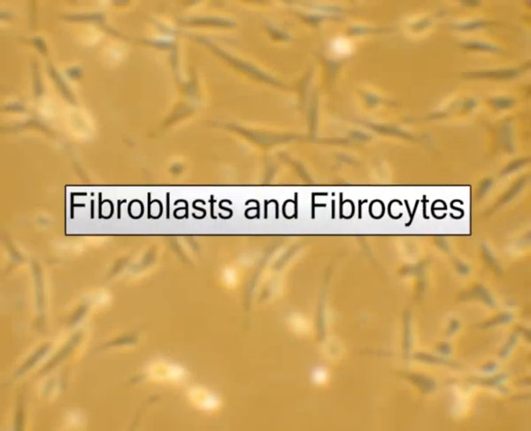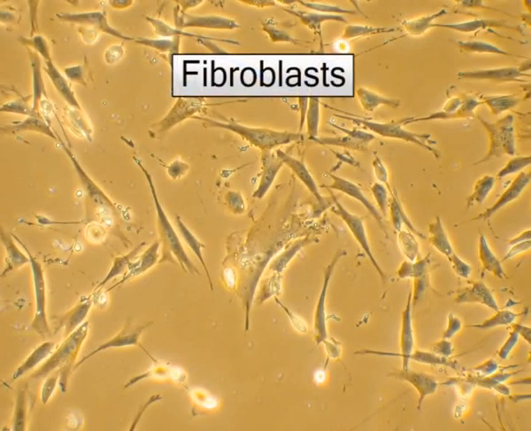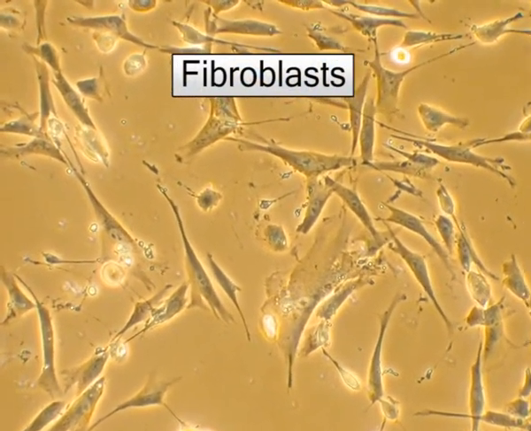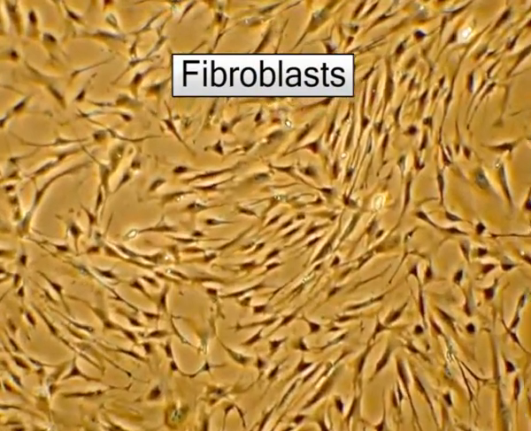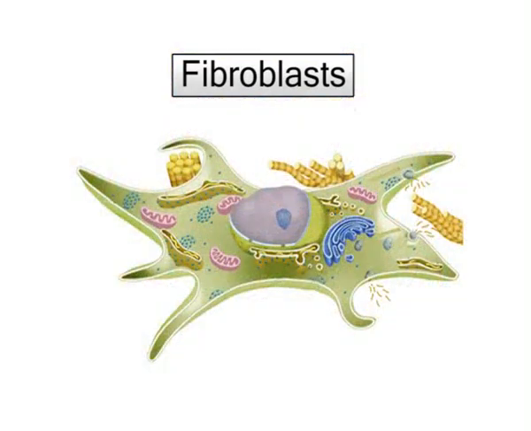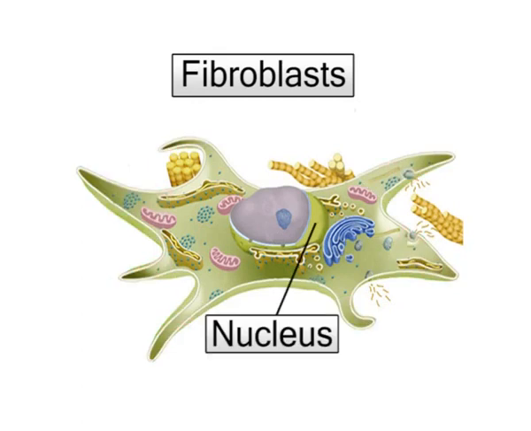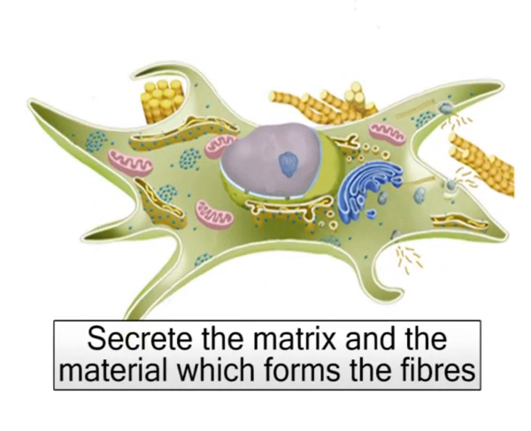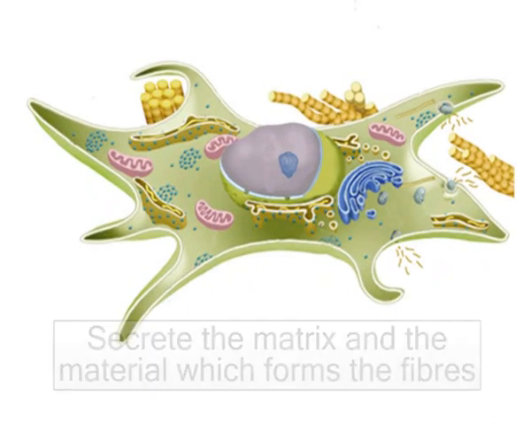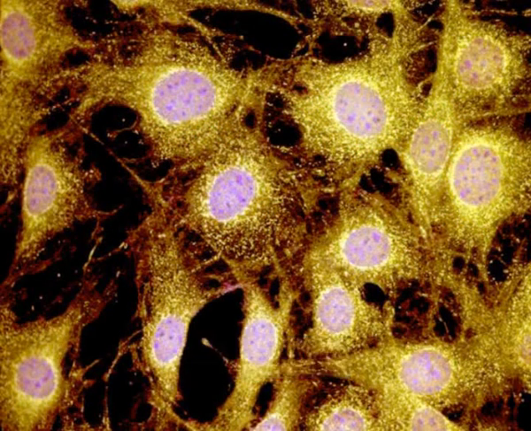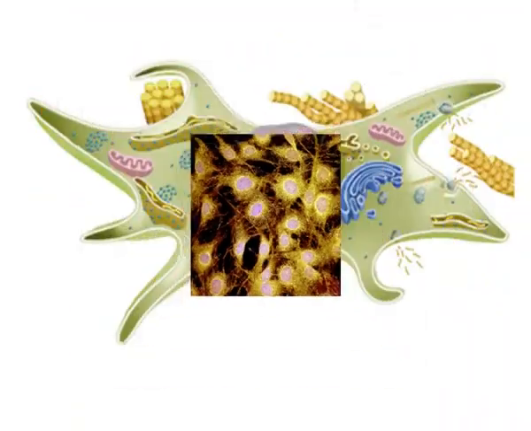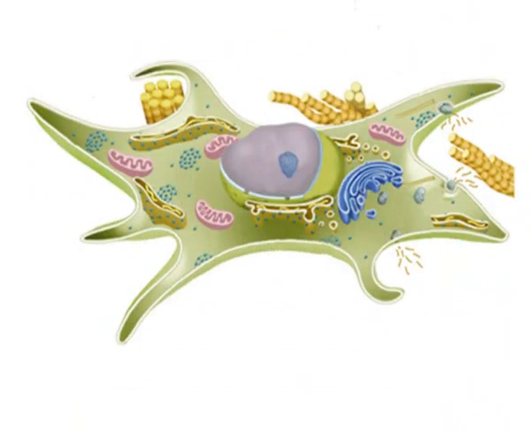Fibroblasts and Fibrocytes. The fibroblasts are the most common cells found in connective tissues. They are the true connective tissue cells. They are large, flat, spindle-like cells with long processes and oval nucleus. They secrete the matrix and the material which forms the fibers. The inactive fibroblasts are called fibrocytes. They are small and may change into fibroblasts to secrete fibers during wound healing.